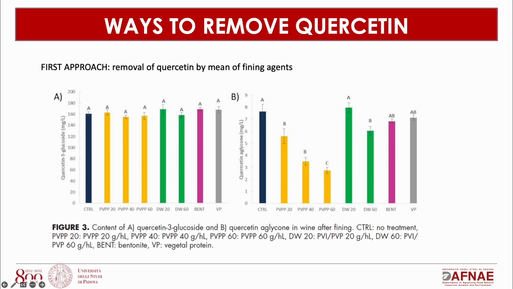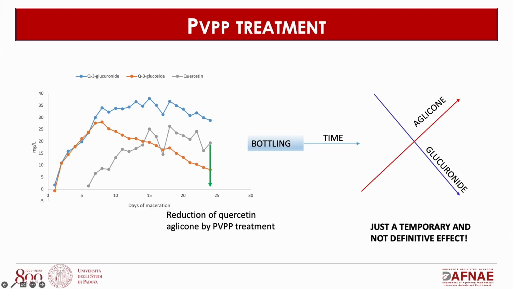PVPP is the only product able to reduce the aglycone form, but there is no effect on the glycosides. So if we make a treatment with PVPP, what happens?